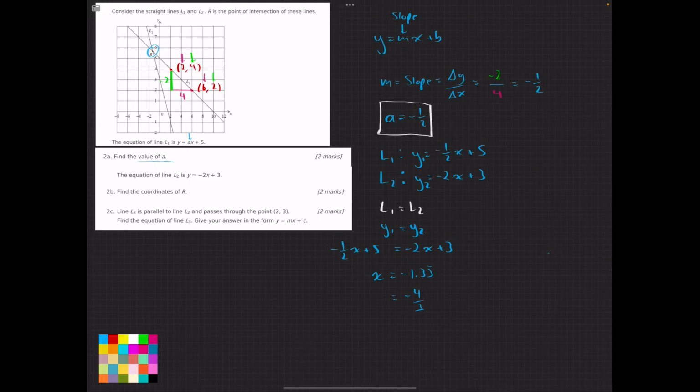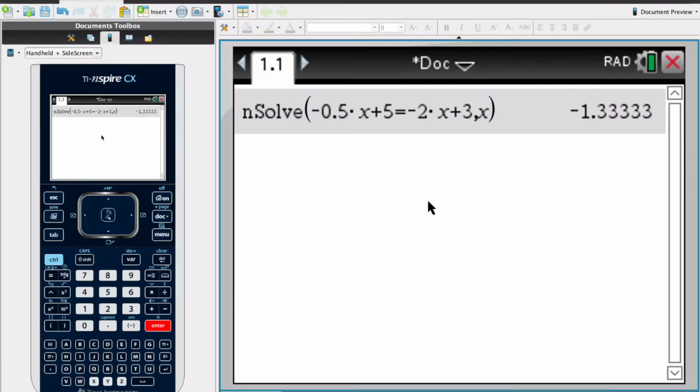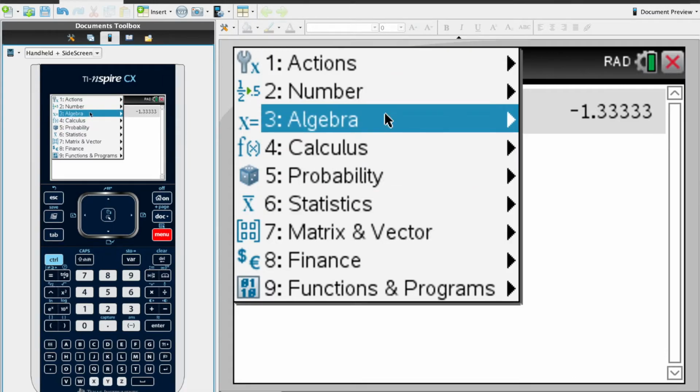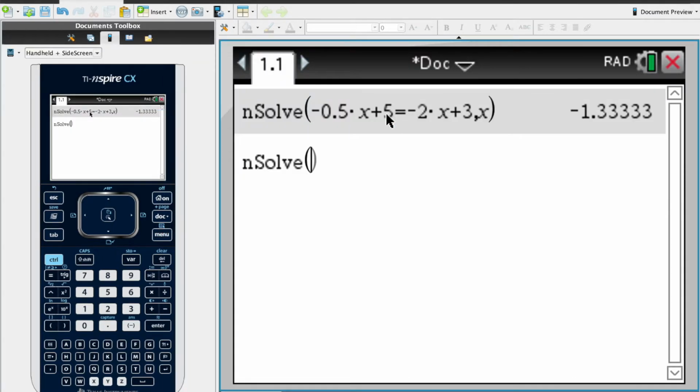After that, we want to find the y value. Well, for that, we want to say y is equal to negative half, and let's substitute this x value, this negative 4/3, plus 5, into our equation. And then, just like before, we can use nsolve once again: menu, algebra, numerical solve. In this case, we have negative 0.5 times negative 4 over 3 plus 5.